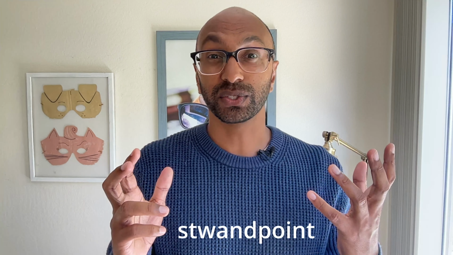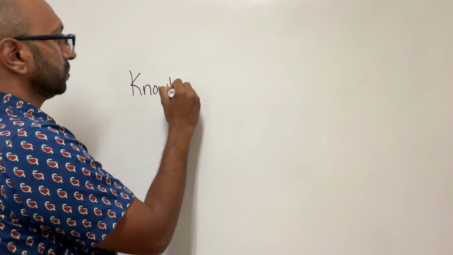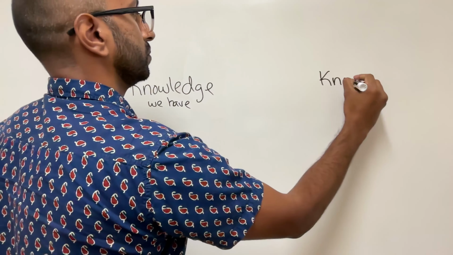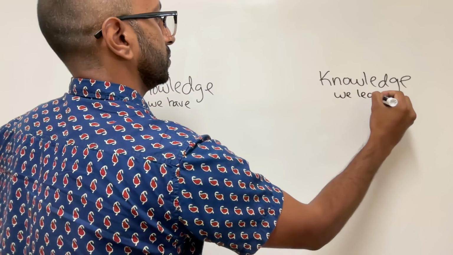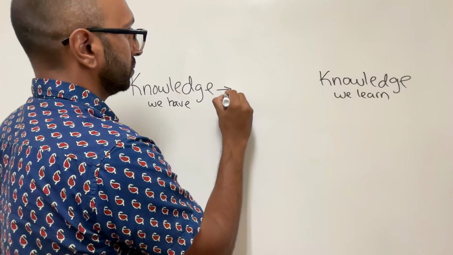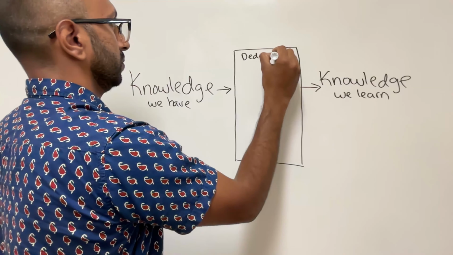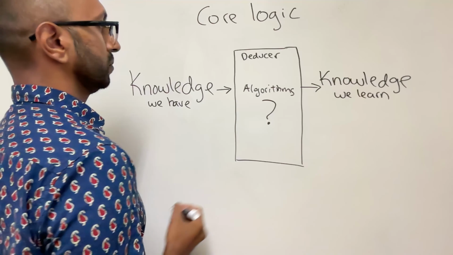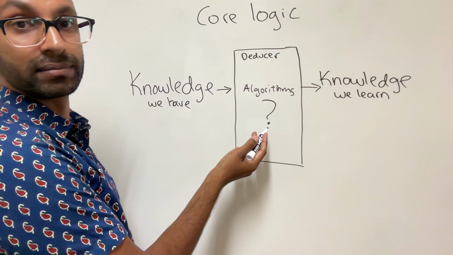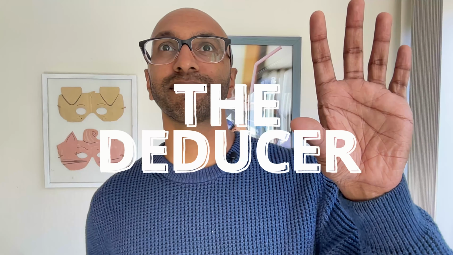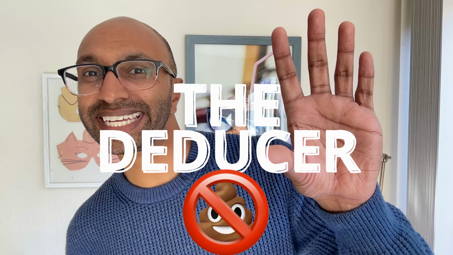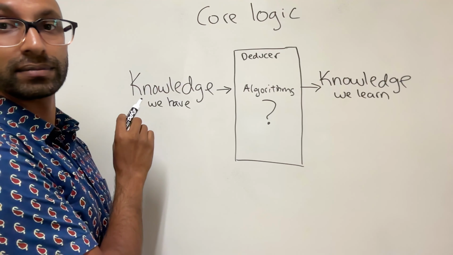So from a technical standpoint, what is the core logic at its essence? Effectively, the core logic will be a function that takes the knowledge we know now, transforms it using some algorithms to spit out the knowledge that we've learned. We'll need to figure out some data structures to actually represent that knowledge, and what those algorithms actually are to spit out the new knowledge, which together I'll name the Deducer, because it sounds funny. So since knowledge is at the core of this whole thing, let's start by figuring that out.